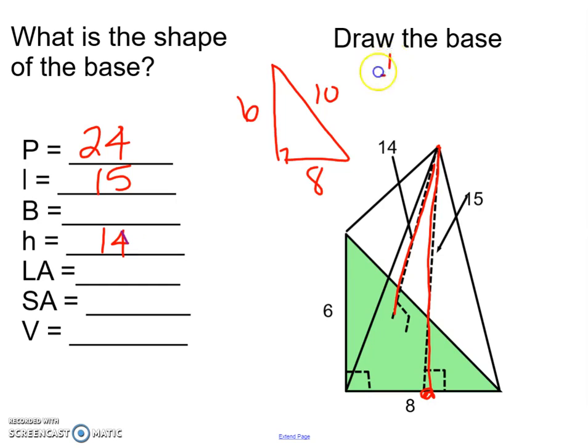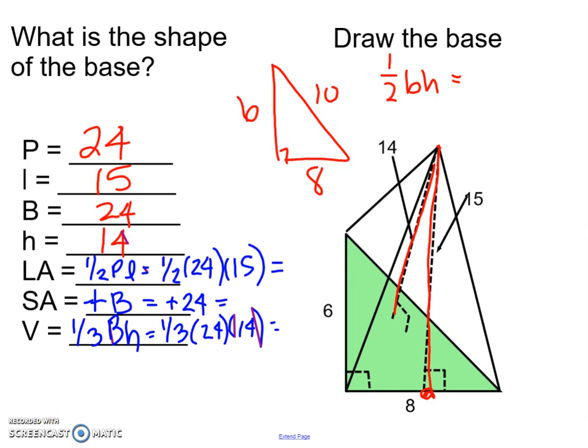And the area of the base, 1/2 base times height, so 1/2 times 6 times 8, which would be 24. So I want you to pause here and figure out these last three on your own, and then start the video. So for 1/2 perimeter times slant height, you should have gotten 180. Total surface area, you take that and just add the area of the base, that would be 204. And then the volume, 1/3 of the area of the base times the height. So 1/3 of 24 times 14 is 112.